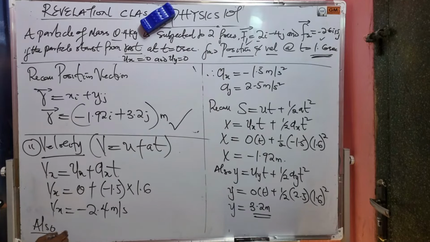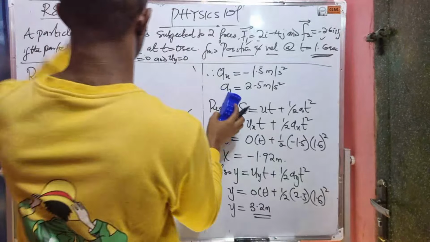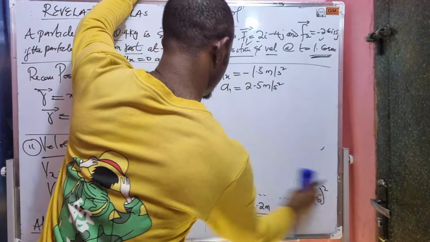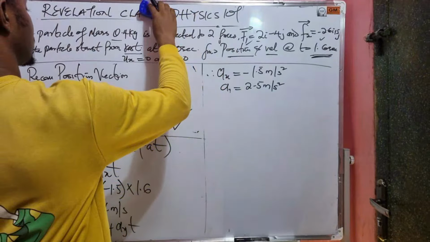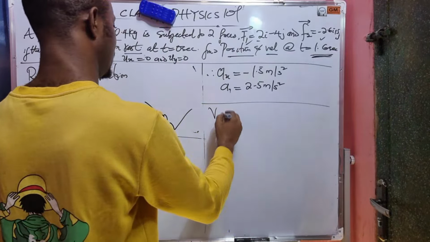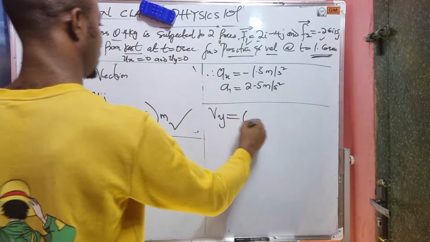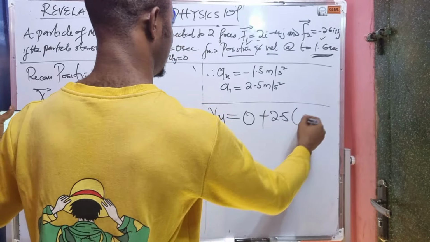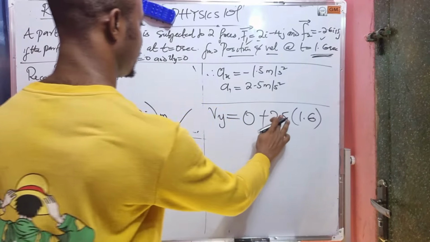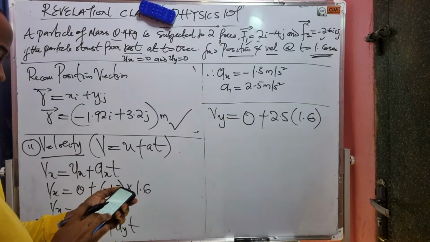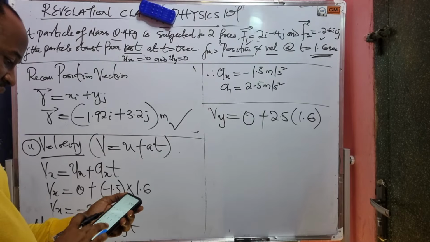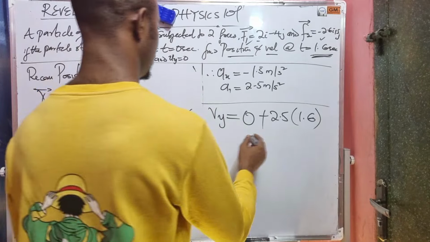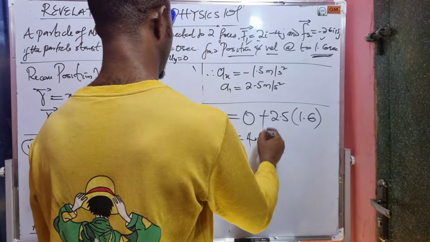Also, we'll do the same thing for vy, right? vy is going to be uy plus ay t. Is that clear? Okay, so let's solve. Our vy will give us uy, which is also 0, plus our ay, which is 2.5, times our t, which is 1.6. So 2.5 times 1.6 is 4. Here we have vy to be 4 meters per second.